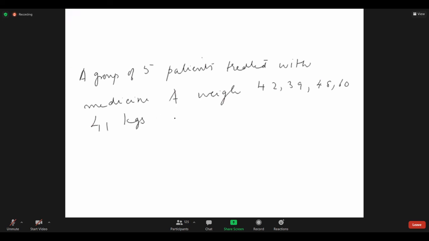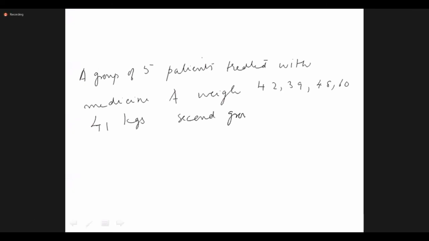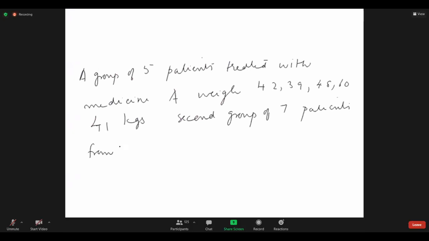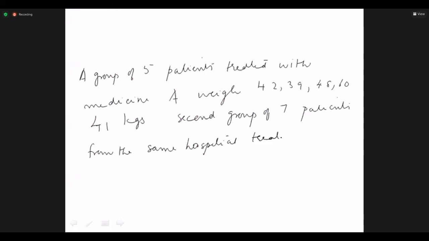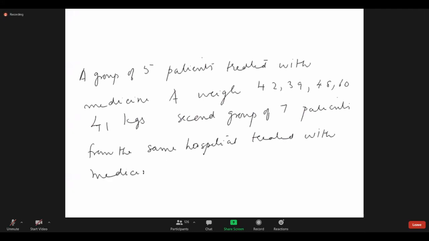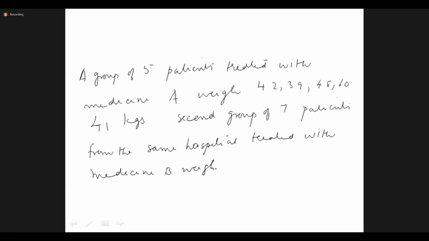Second group of the first 5. The second group of 7 patients from the same hospital treated with medicine B weigh 38, 42, 56, 64, 68, 69 and 62 kgs.